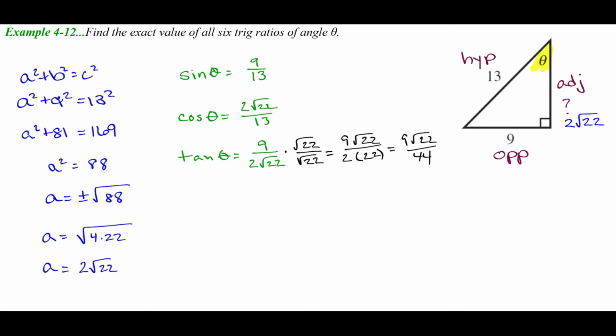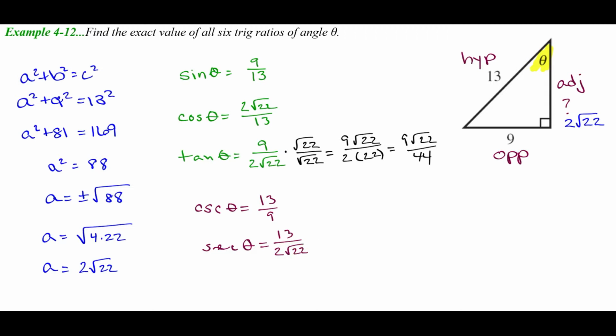Once I have sine, cosine, and tangent, which I'm going to remember from geometry using SOHCAHTOA, then we can do the reciprocal functions. So remember, cosecant is the reciprocal of sine, so I'm just going to go to my sine value and I'm going to flip it, so 13 over 9. Secant is my reciprocal of cosine, so I'm going to flip that one. So we have 13 over 2 radical 22.